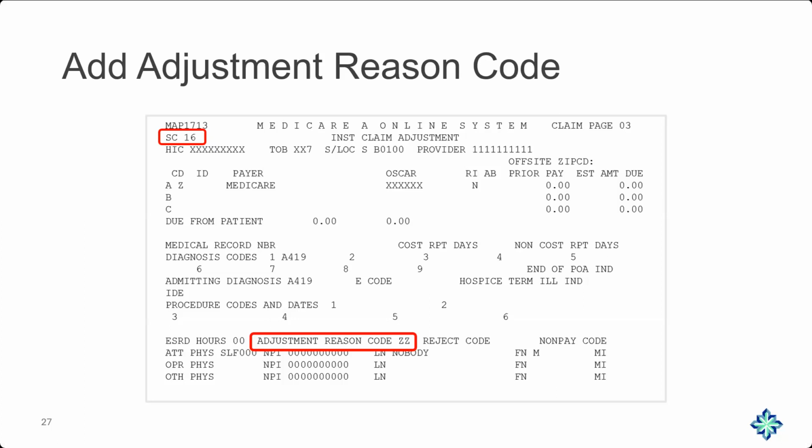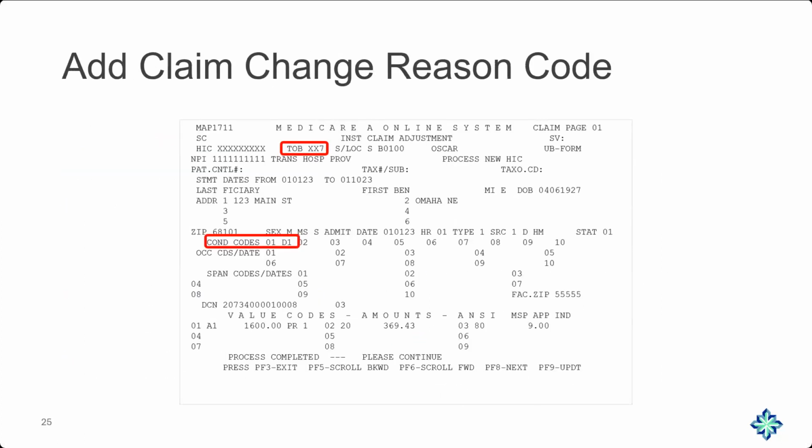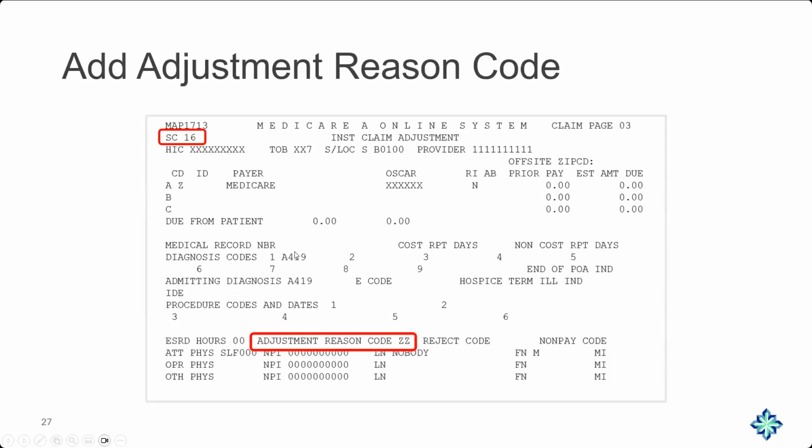So for example, if we look at the D1 that was on the first page of the claim, this D1 change in charges, there are separate adjustment reason codes to tell the system whether it's an increase in the covered charges or a decrease in the covered charges. Hopefully that helps, it makes sense for you.